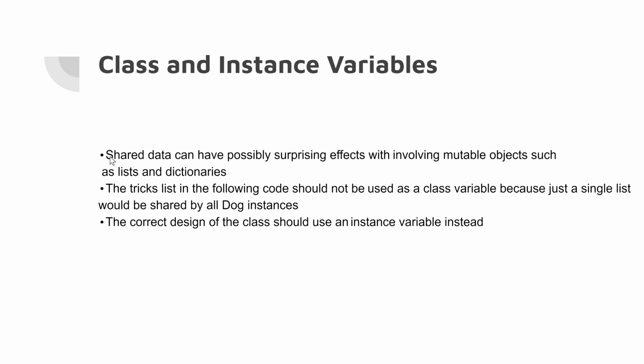Class and instance variables shared data can have possibly surprising effects when involving mutable objects such as lists and dictionaries. The tricks list in the following code should not be used as a class variable because just a single list would be shared by all Dog instances. The correct design of the class should use an instance variable instead.